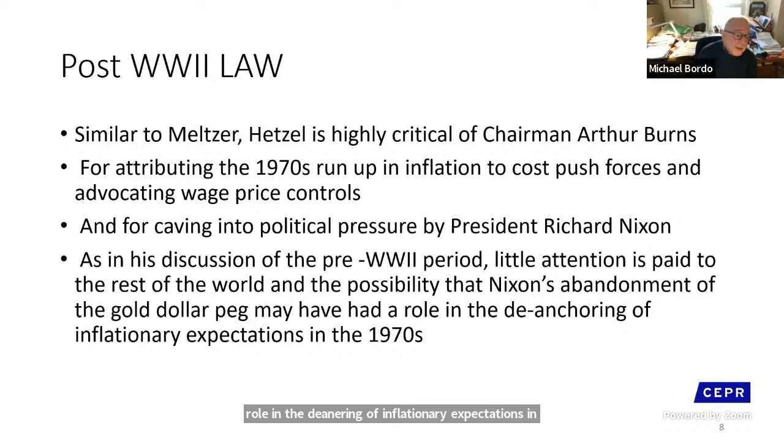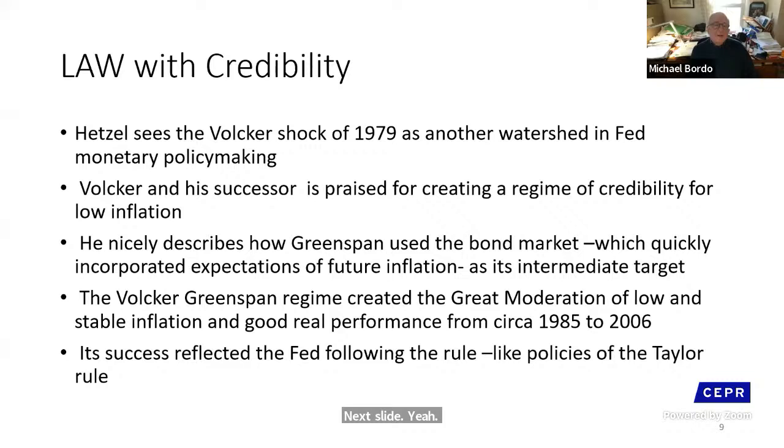Next slide. So then his third regime is leaning against the wind with credibility. And he sees this, and I agree with him, that the Volcker shock of 1979 was another watershed in Fed monetary policy making. And he praises, and I 100% agree with him, Volcker and Greenspan for creating a regime of credibility for low inflation. And he nicely describes how Greenspan used the bond market, which quickly incorporated expectations of future inflation, as its intermediate target. And this is the whole story of the bond market vigilantes, which the current Fed threw out the window.